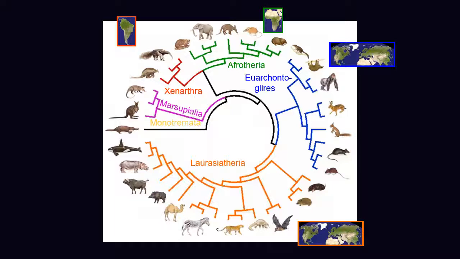So these are the main bins that you need to know when we go through the different orders of mammals. For example, a dog: you're going to learn a dog is in the order Carnivora, which is in the grand order or superorder Laurasiatheria.